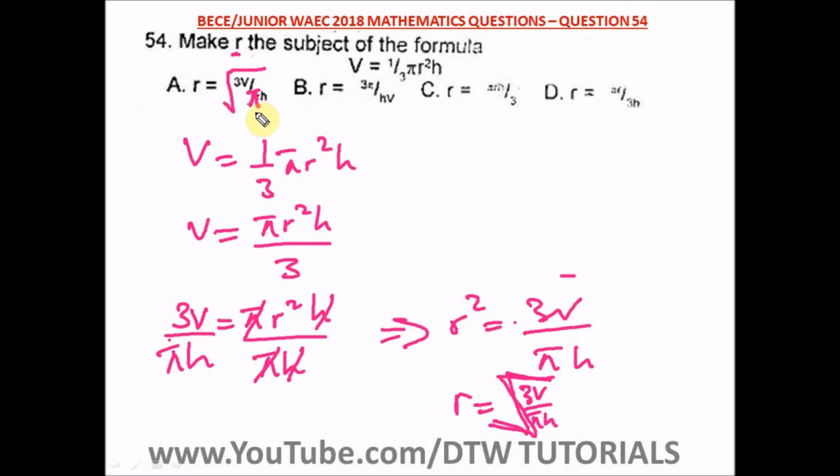So our right option here is what? Option A. But in your question, if there's no square root, please leave it blank. Don't shade that portion.